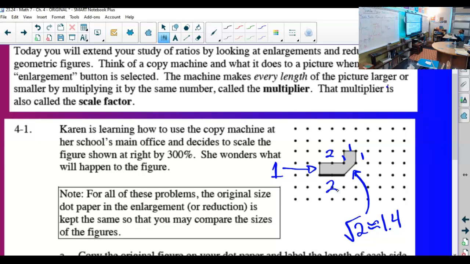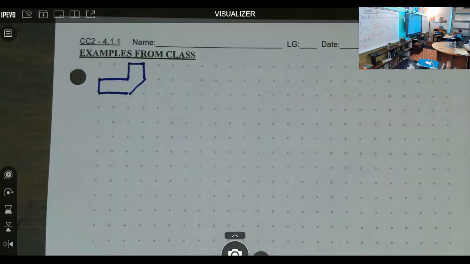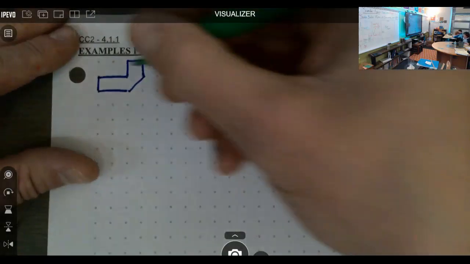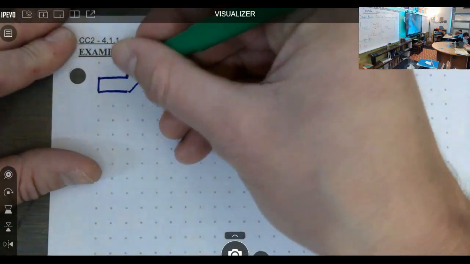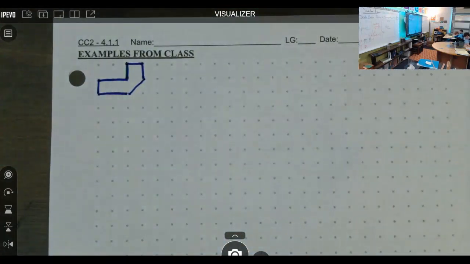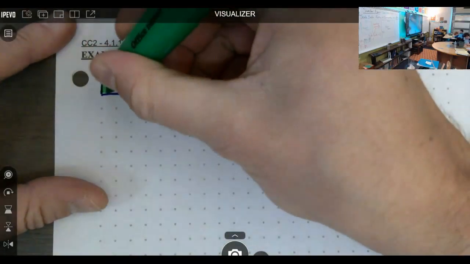I already messed this up. I was going to say that we do blue for new, and I already drew in blue. But if you want to make a little memory trick or whatever, actually, I'm just going to highlight this green then. So we're going to scale this up 300%.